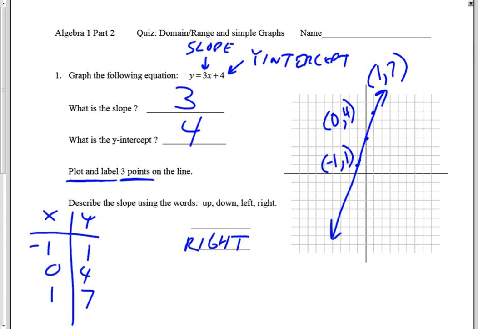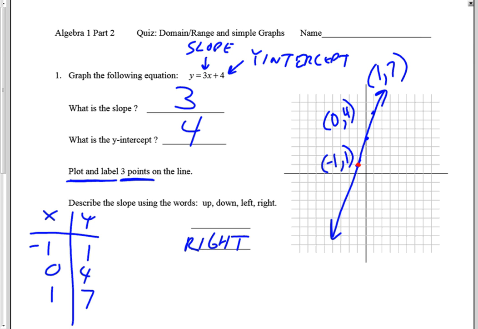Always write down the word right. Never write down the word left. We're going from left to right when we're talking about the slope. I gave some people credit, but if you do this, you'll never get this wrong. You'll get full credit. Start at one of your points.